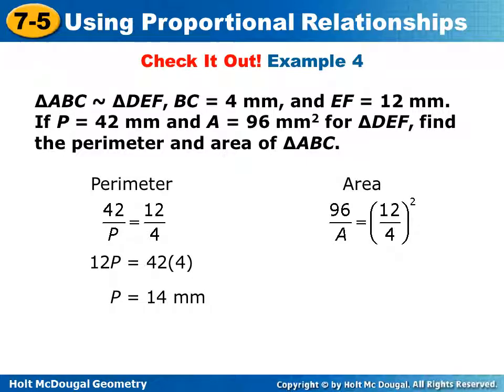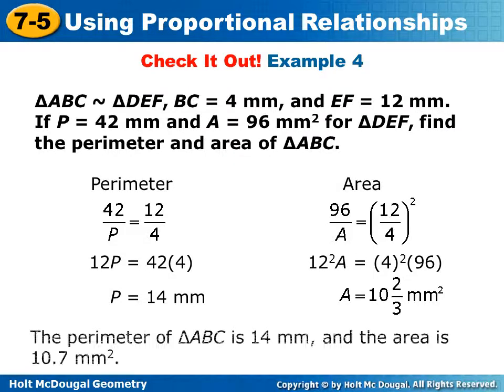The area will use the same scale factor but squared. So instead of 12 to 4, it'll be 12 to 4 squared. And put 96 over the area. Do the same thing, square everything, cross multiply, and divide by 144 to get the area of 10 2/3 millimeters squared. The perimeter of triangle ABC is 14 millimeters and the area is 10.7 millimeters squared.